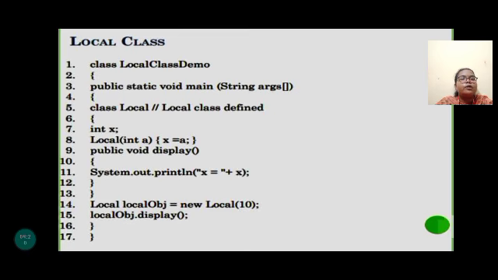Now let us see the example of local class. Here we are declaring the public class called LocalClassDemo. In that we are creating a local class and variable x, declaring a display method to be created. In that we are printing the value of x, and we are creating an object for the class, that is local object equals new Local of 10, and we are calling the method local object dot display. In this display, the x value is going to be displayed, that is x equals 10.